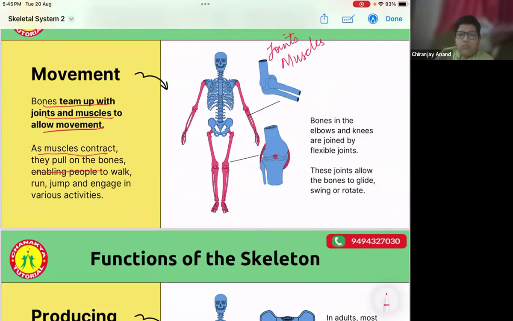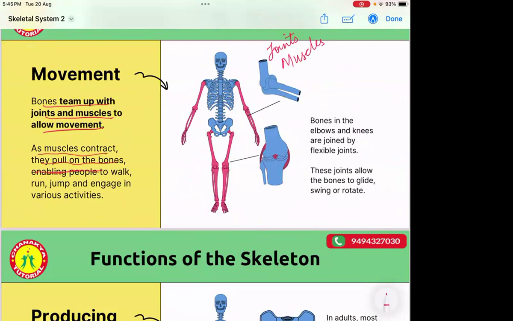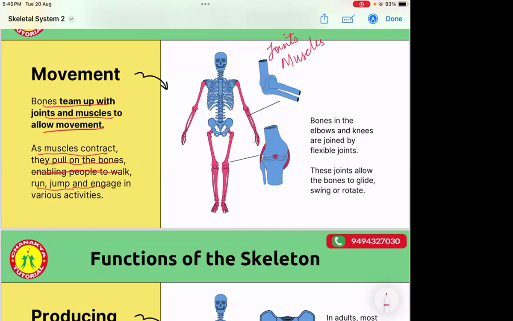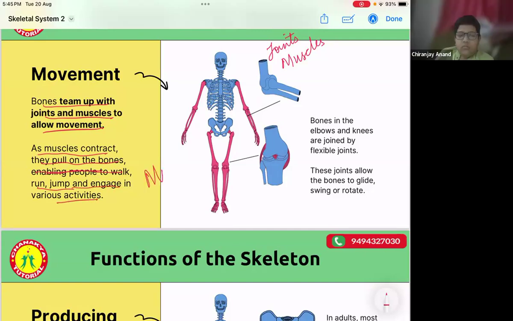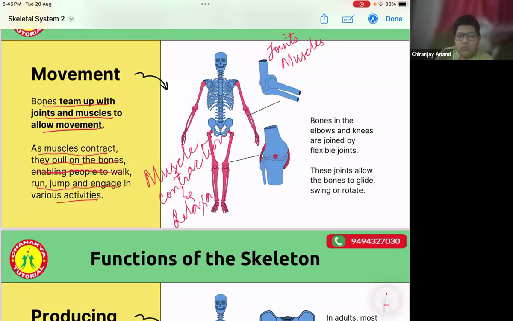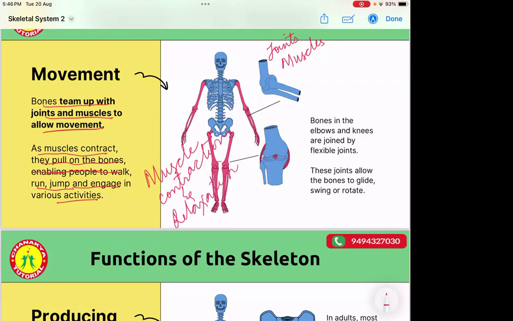As muscles contract, they pull on the bones, enabling people to walk. As you keep on walking, the muscles in your body contract, and because of that you will be able to walk, run, jump and do various activities. This happens because of muscle contraction and relaxation.